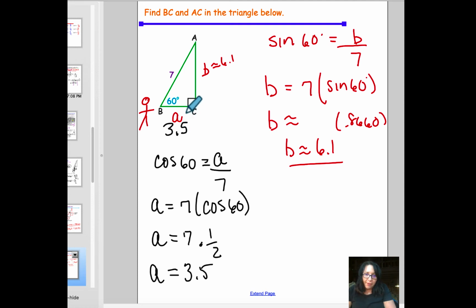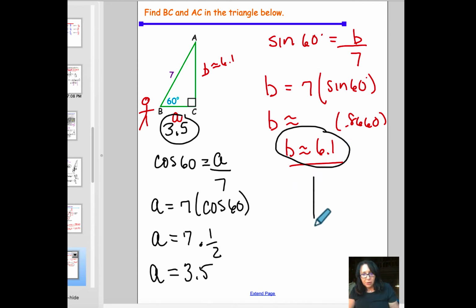Now, a couple of things of note. Once I have two sides, I can use the Pythagorean theorem. I don't have to use sine, cosine, and tangent twice if I already have one of the sides. Secondly, these are decimal approximations, at least.